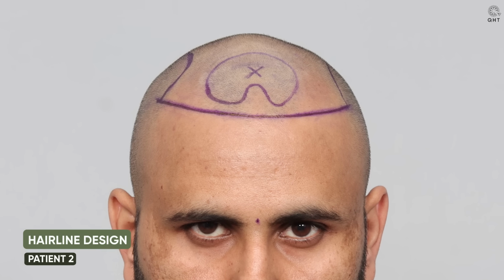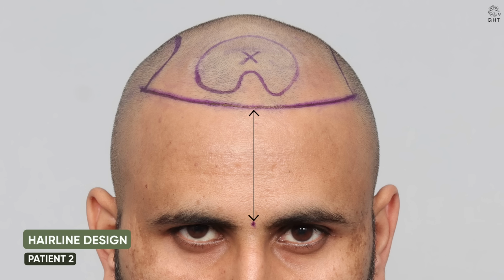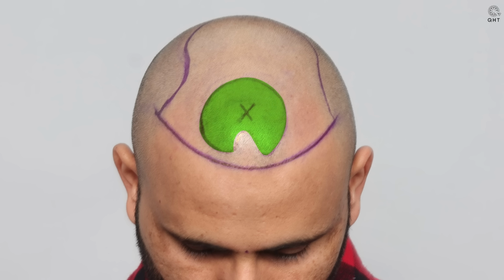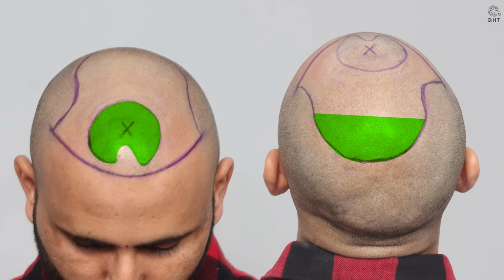For patient 2, the hairline was created using a similar approach, maintaining the peak point in its original position, as it perfectly complemented his facial symmetry. His frontal tuft was also preserved and encircled. The design was then extended toward the crown to outline the complete recipient area.